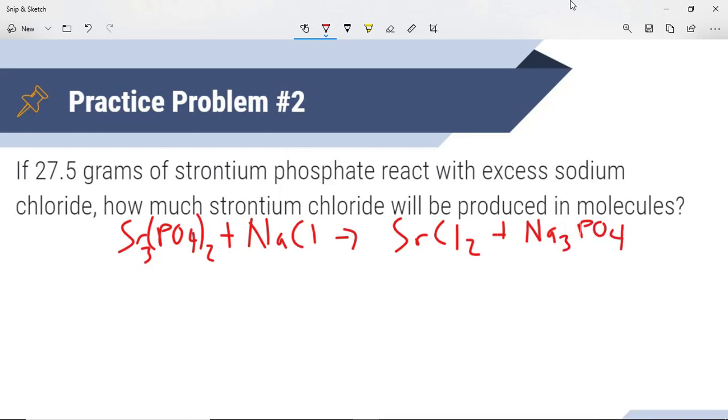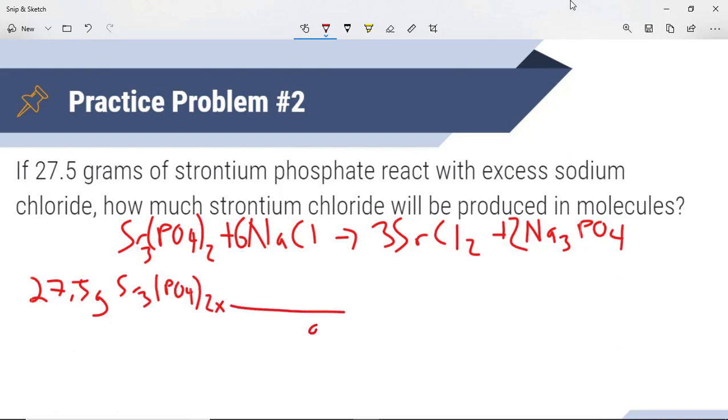We need to make sure that our equation is fully balanced. And now we can proceed with the rest of the problem. So we're going to start off with 27.5 grams strontium phosphate. Grams of strontium phosphate to moles. Again, we're going to use the mole ratio to get to strontium chloride.